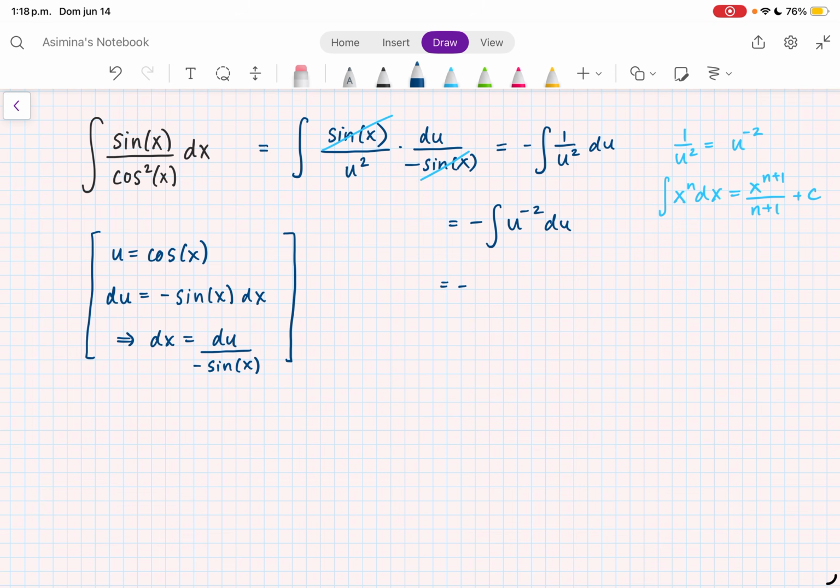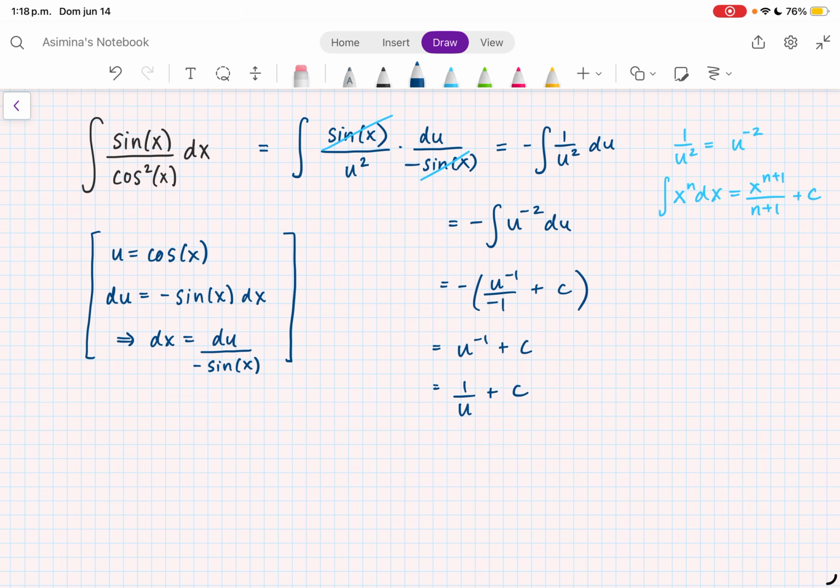So what is negative 2 plus 1? That's negative 1. So this is just going to be u to the negative 1 over negative 1 plus c. So this is u to the negative 1 plus c, and u to the negative 1 is just 1 over u. Are we done?